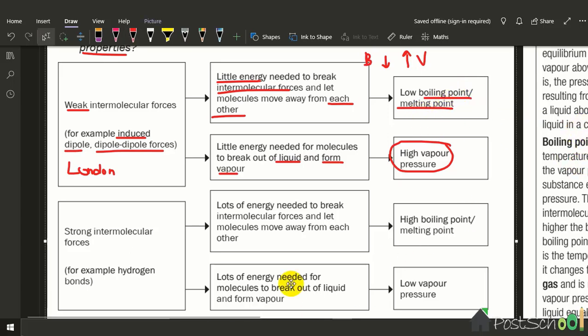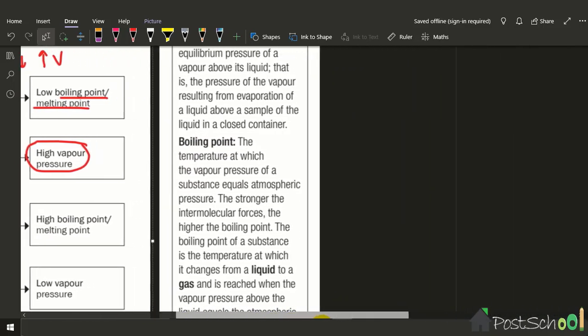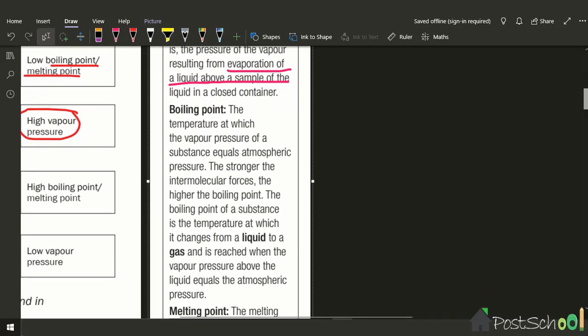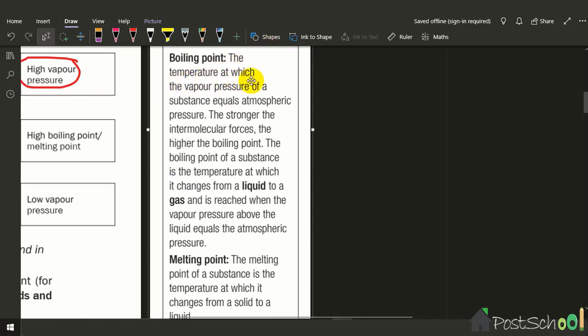Another thing you must know is what vapor pressure and boiling point are. You must know these definitions because they are important when asked. So first, vapor pressure: the vapor pressure of a liquid at equilibrium is the pressure of vapor resulting from evaporation of a liquid above a sample of the liquid in a closed container. So read it in other textbooks too, and study the summary, which tends to be long in past exam papers. And boiling point is the temperature at which the vapor pressure of a substance equals atmospheric pressure.